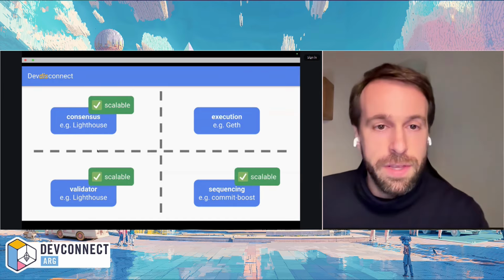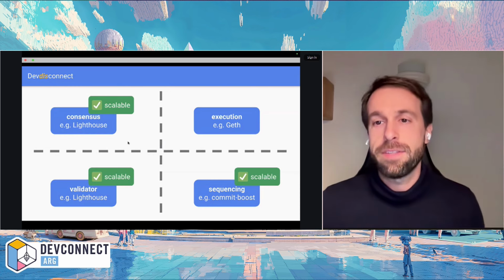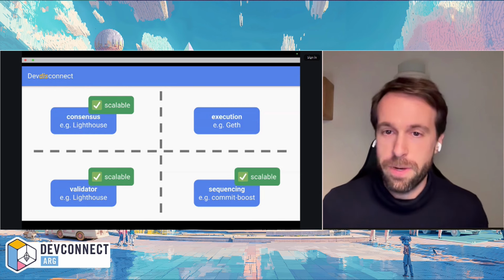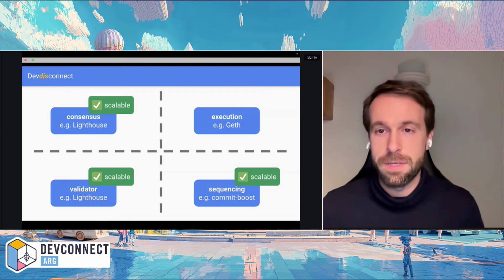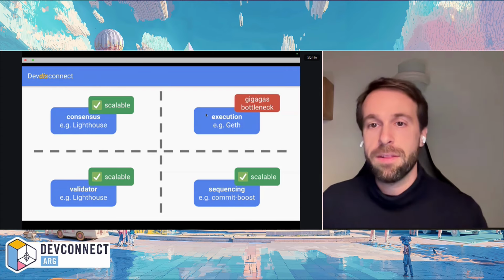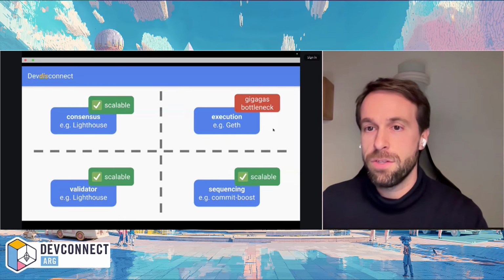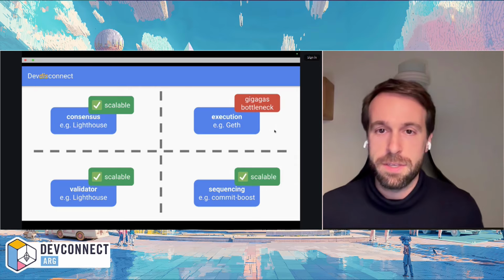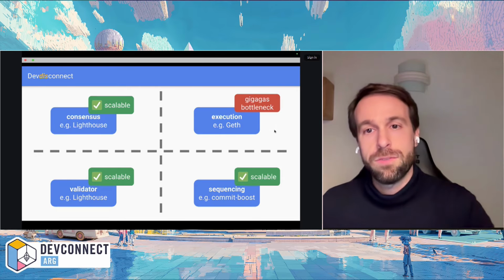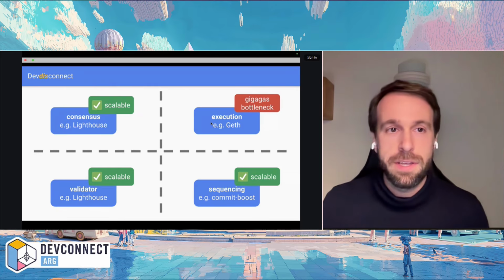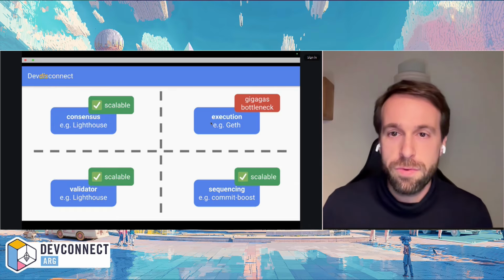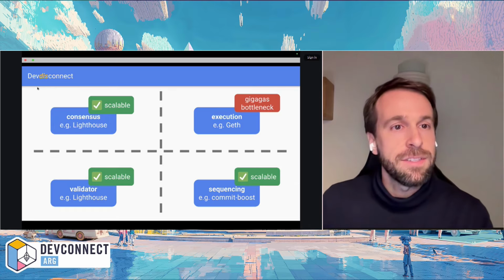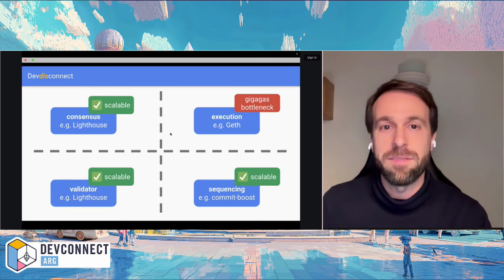Now, three of the clients here are very scalable in the sense that when you increase the gas limit, they won't break a sweat and they'll be able to handle the throughput. But we have one straggler here, which is the execution client, which is a massive bottleneck towards the gigagas frontier. So the hope here is to remove the execution layer clients and replace them by execution proofs, thereby also removing the bottleneck. Hence the title of this slide, Dev Disconnect.